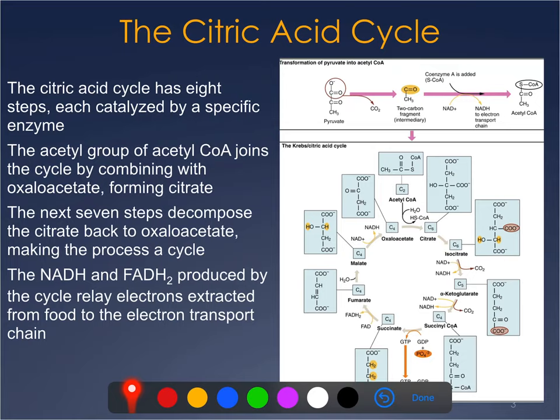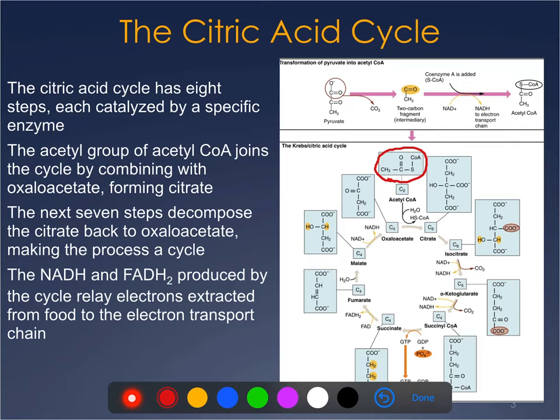You don't need to memorize all of these steps and all of these various different things that are going around here, at least not for microbiology. If you go on to take a biochemistry course or a metabolism course, then you'll probably need to memorize all of those things eventually. But for right now, what I want you to pay attention to is what comes in and what goes out. All right? So acetyl-CoA is important because it's what's coming in to the citric acid cycle.